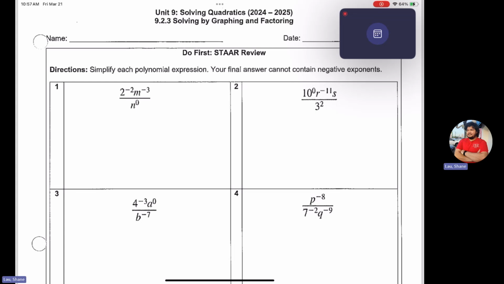This is 9.2.3 solving by graphing and factoring. This is a continuation of one of our lessons. This is actually the last lesson we have before the quiz. This is for Tuesday, March 25th.